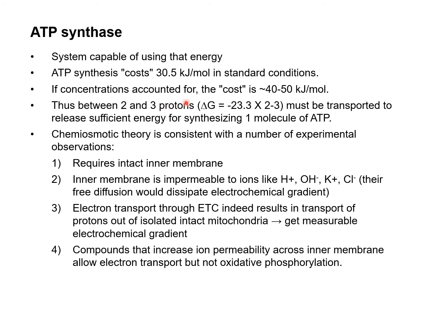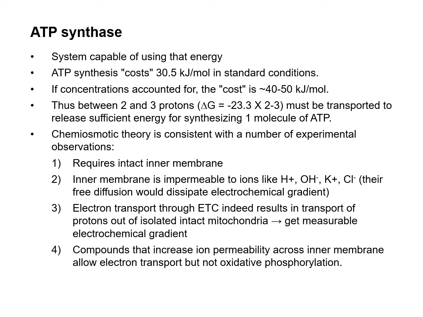Again, one proton can give minus 23.3 kilojoule per mole. So if there are 2 or 3 protons, that's going to be twice or 3 times that, and that should cover this minus 40 to 50 kilojoule per mole, which is required for synthesizing one molecule of ATP.